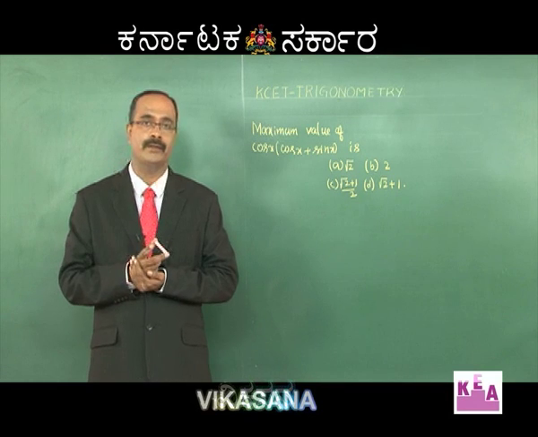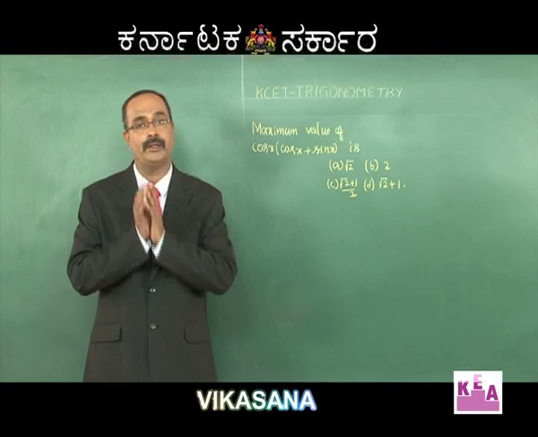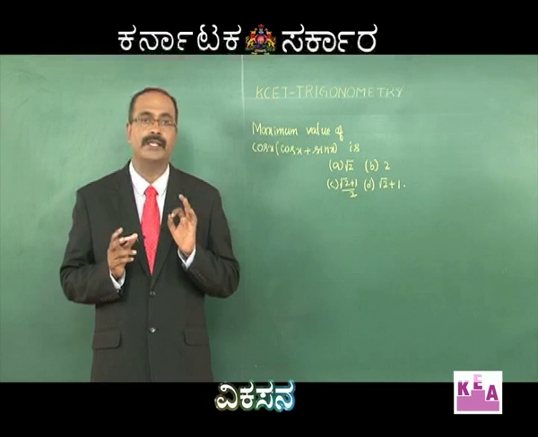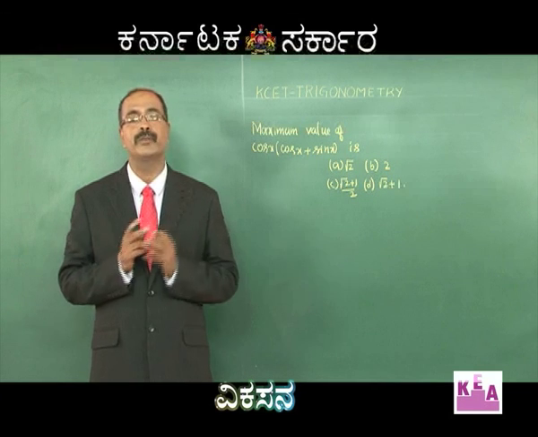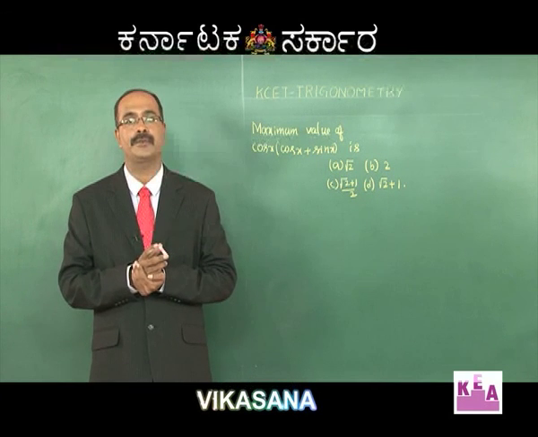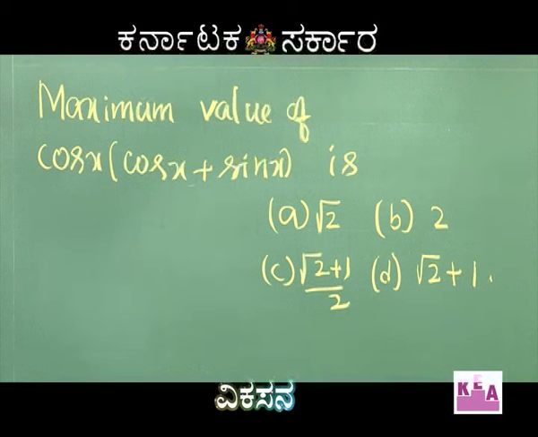Point number 1. Second important point is, if it is cos 2x plus sin 2x, then also the maximum value is root 2 and the minimum value is minus root 2. This you must know, dear students, before discussing this problem. Look at the question again. Options are root 2, 2, root 2 plus 1 by 2 and root 2 plus 1.